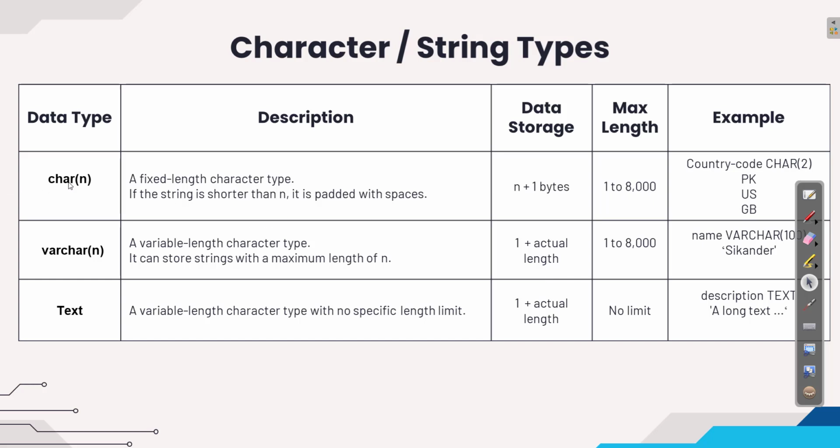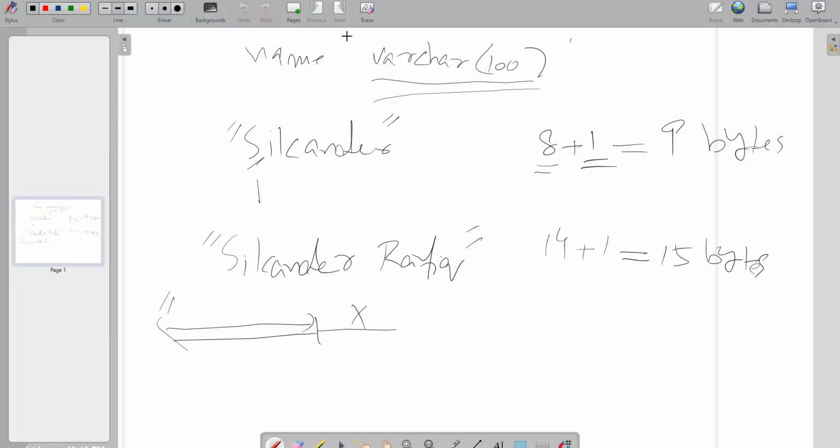The same is the case for char(n). For example, if you specify char(100), it will save 100 bytes. If you insert more than 100 characters, it will also truncate it.